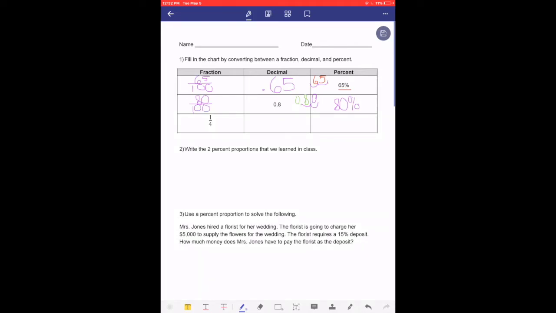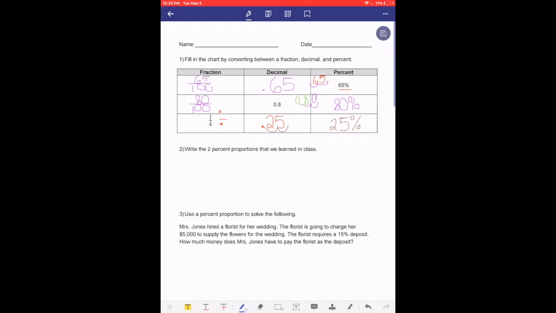The third question, 1/4 is the fraction. So to convert the fraction to a decimal, I'm just going to divide in my calculator 1 divided by 4. When you do 1 divided by 4 in your calculator, you should get 0.25. So here we just divide. And then to make that decimal a percent, we're going to move the decimal 2 places to the right. And now I'm at 25, so 25%.